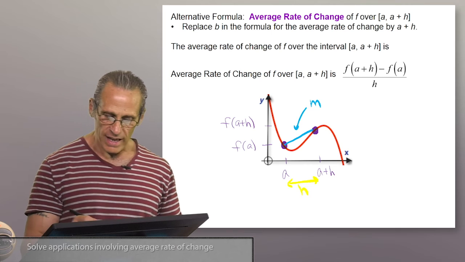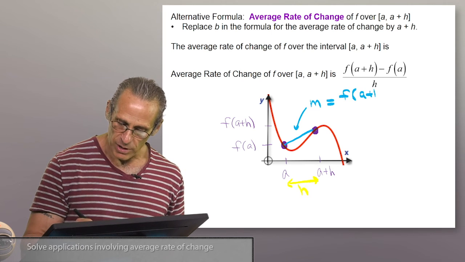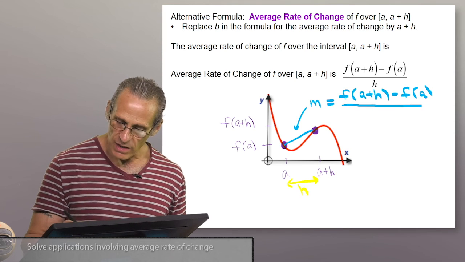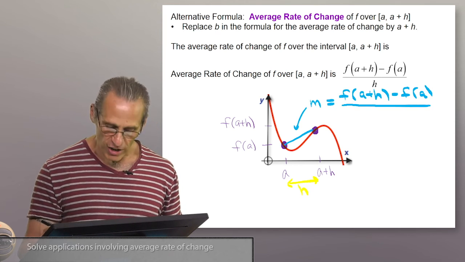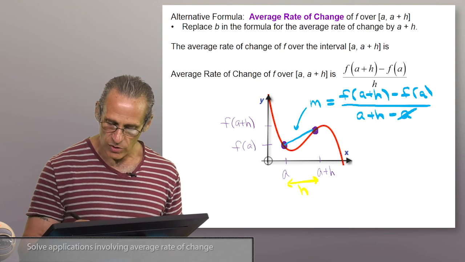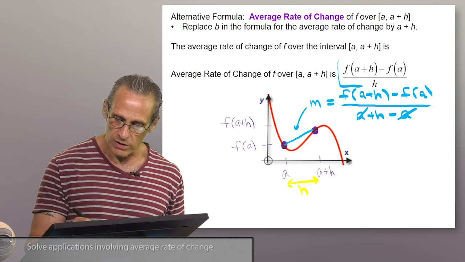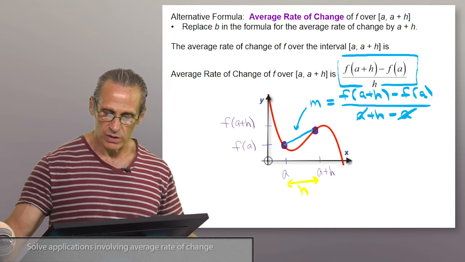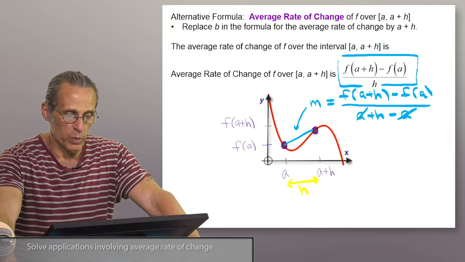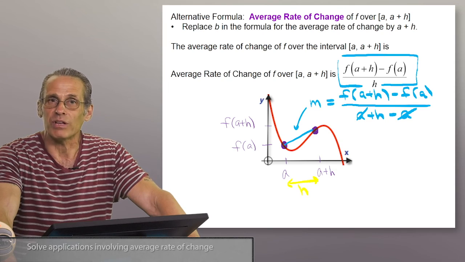And you're still looking at a change of output per change of input. You're looking at f of a plus h minus f of a. And then when I take a look at the change of inputs, I have a plus h minus a. And notice those a's cancel. And my average rate of change formula, or my difference quotient, has a different form, but it still represents the slope between the 2 points, which I'm just representing a little differently as a and a plus h.